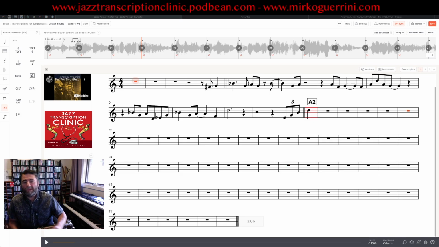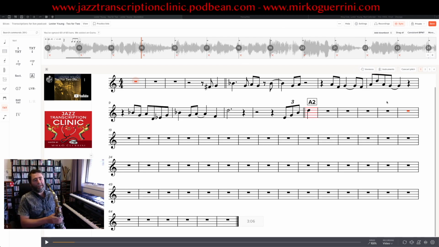Now, the form of this tune is A, B, A, C, or it's a strange form. It's like A, B, we could call it, but the second block of 8 bars here is a repetition of the first 8, but a major third up. So the first 8 bars are in B flat major, and then we move into D major.